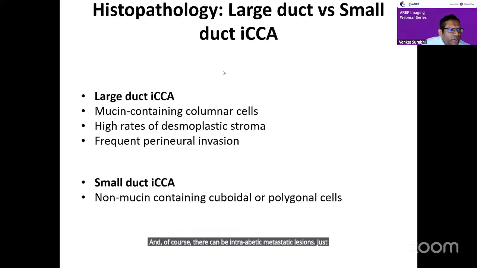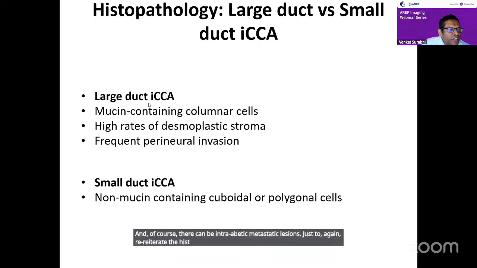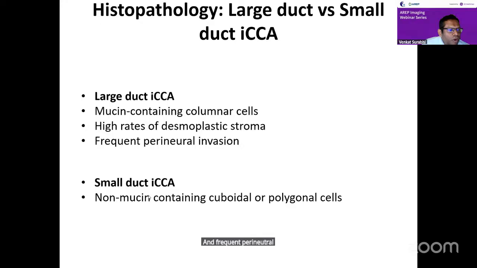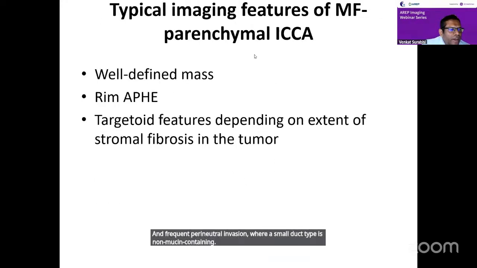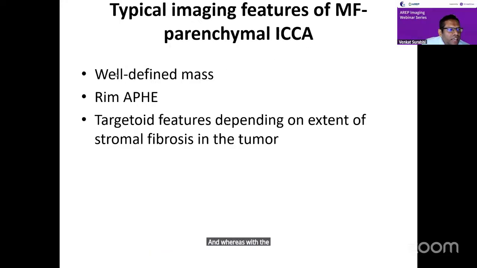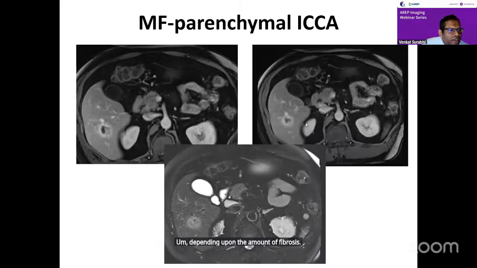Just to again reiterate the histopathological aspect, large duct type contains mucin-containing cells. There is high rate of desmoplastic stroma and frequent perineural invasion, whereas small duct type is non-mucin containing. And with the small duct type, we'll see a well-defined mass, rim arterial phase hyperenhancement, so targeted features depending upon the amount of fibrosis. So let's take a look at some examples.